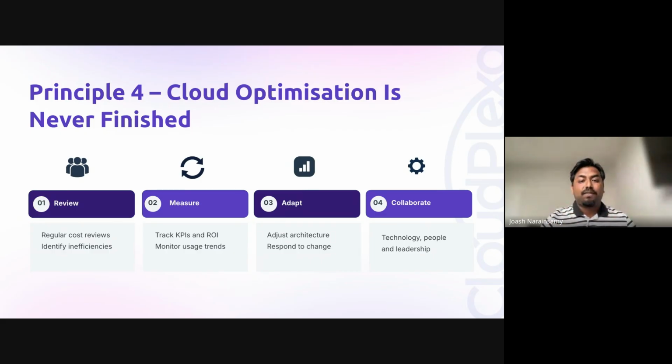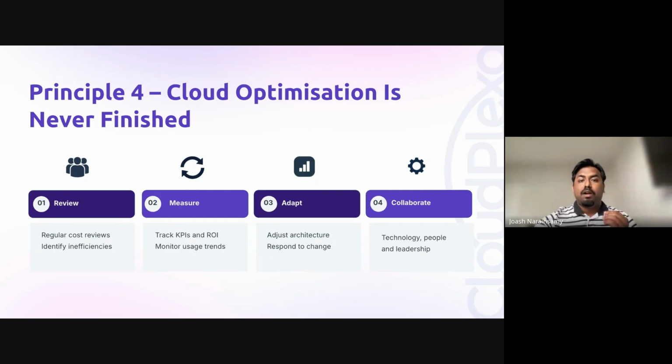The most successful organizations review continuously. They measure, they improve, and they adapt their environments, not because something has gone wrong, but because optimization has become part of how they operate. Cloud should evolve alongside your business. So, cloud optimization is not just a technology challenge, it's a leadership challenge.